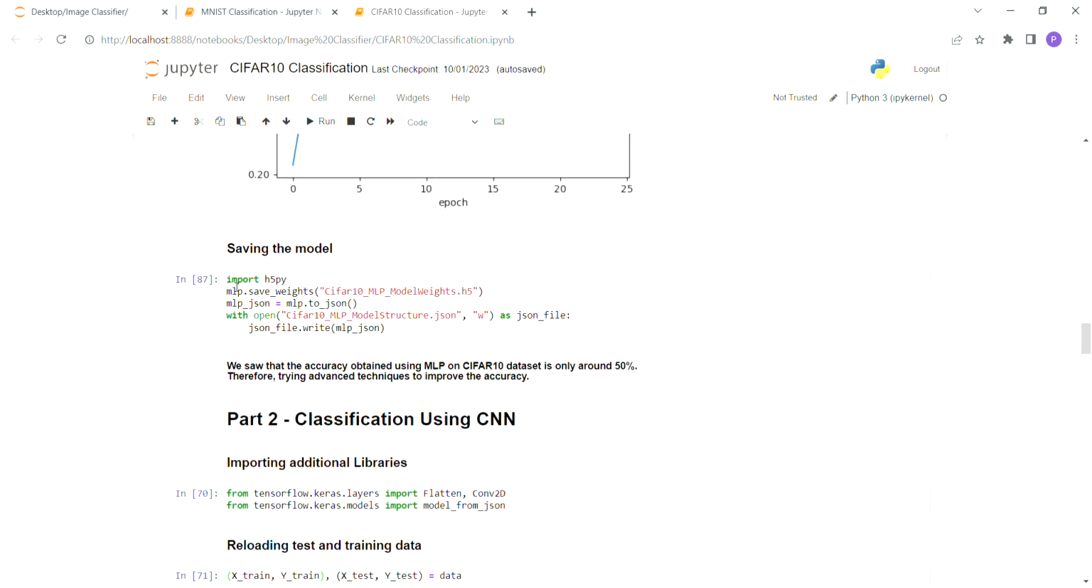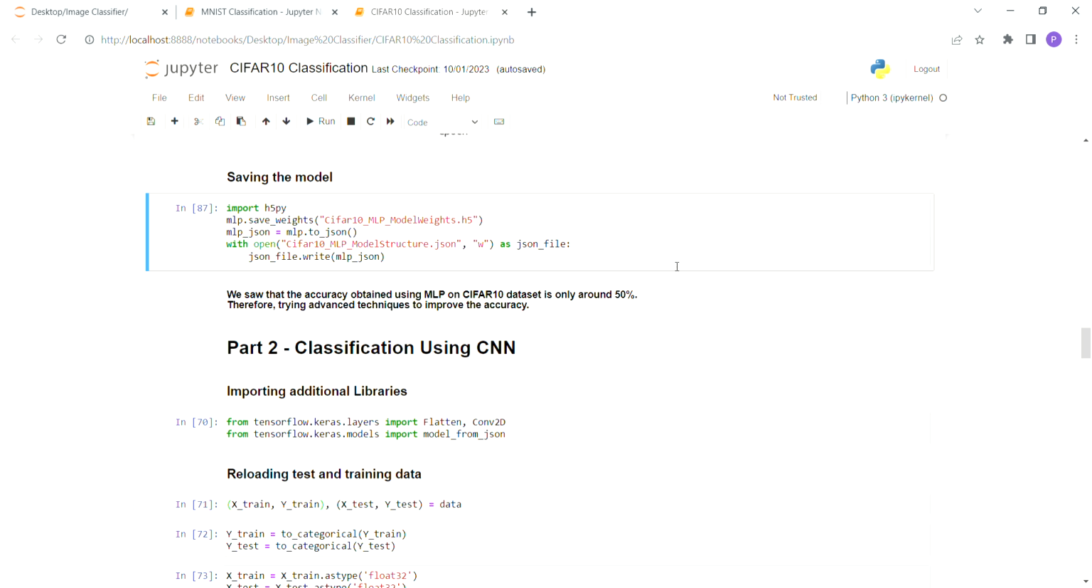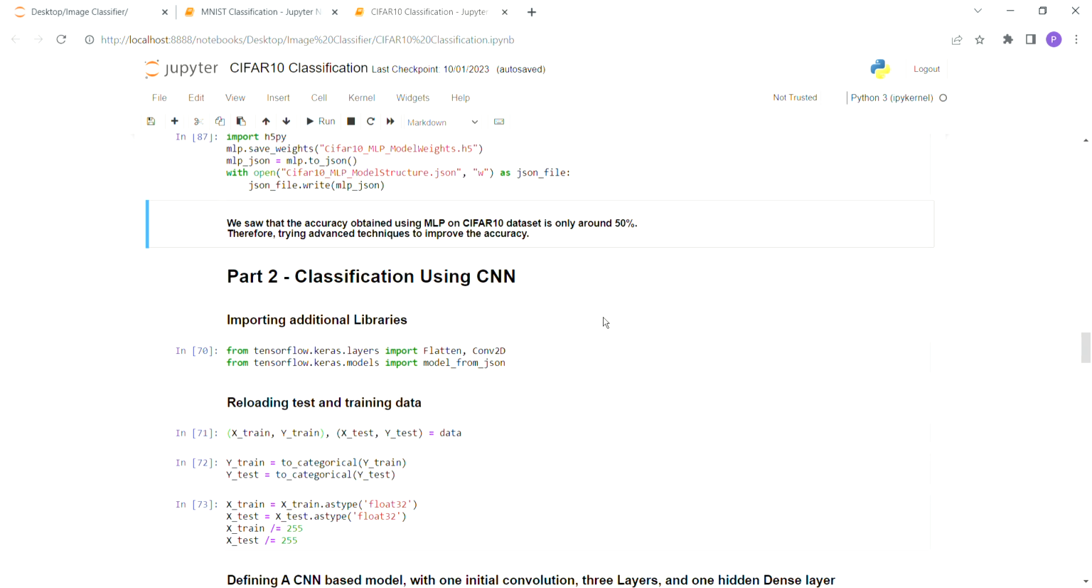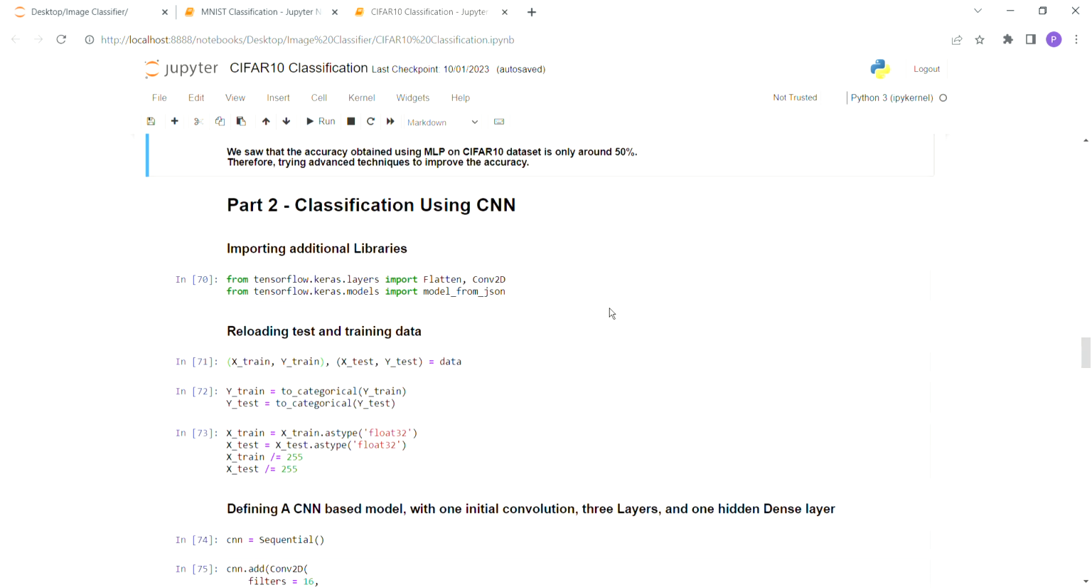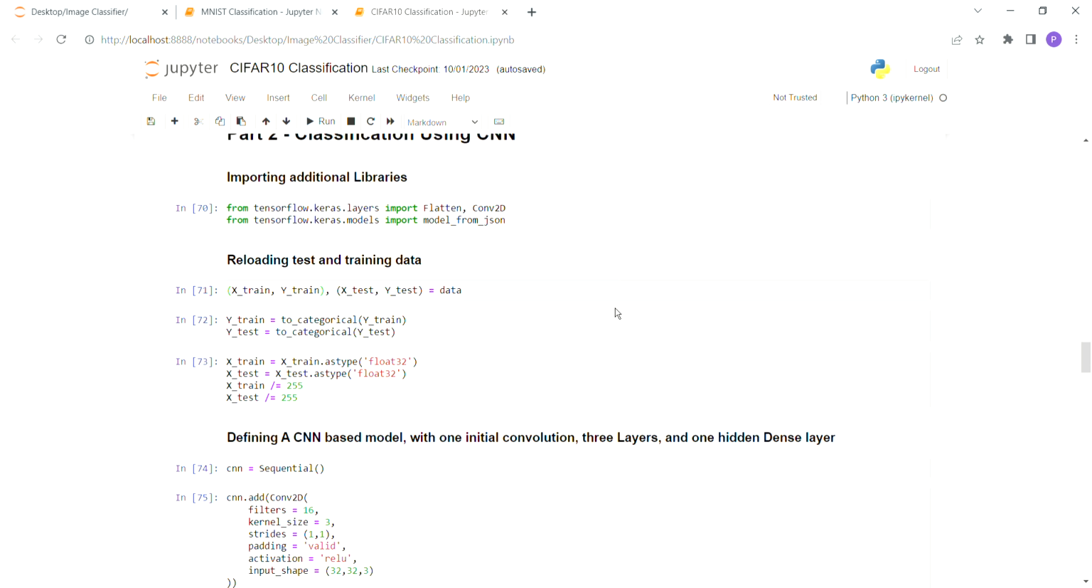So we will be finally saving this MLP model for the CIFAR-10 dataset. We saw that the accuracy is 50% only, which is fair enough, but we will try to improve this accuracy using CNN, that is convolutional neural networks. An important feature of convolutional neural networks is that we take into account the spatial arrangement of the pixels. Instead of directly flattening, we will first use this spatial information for training, and then we will flatten and build a neural net.